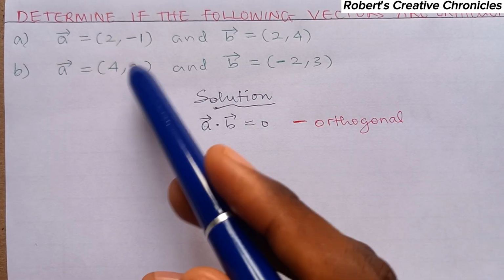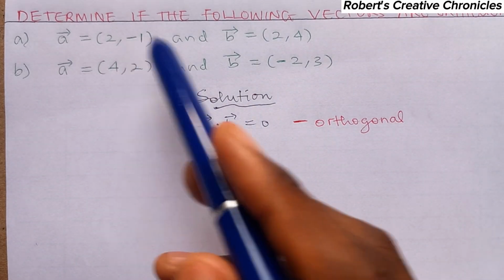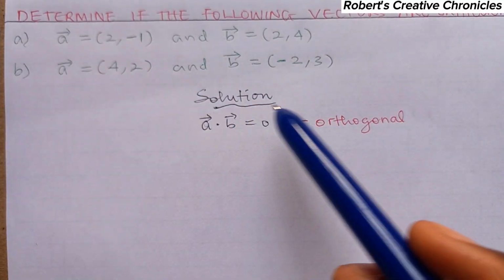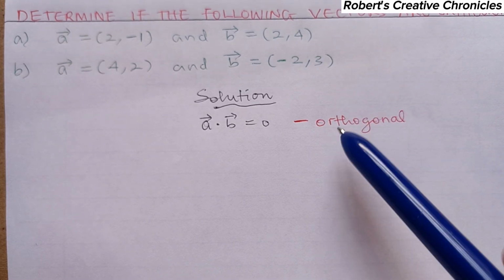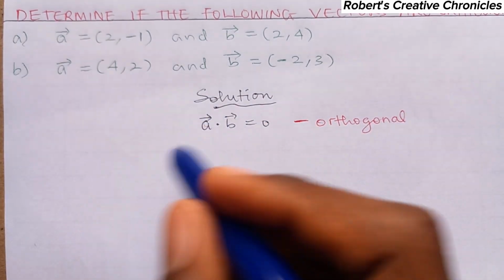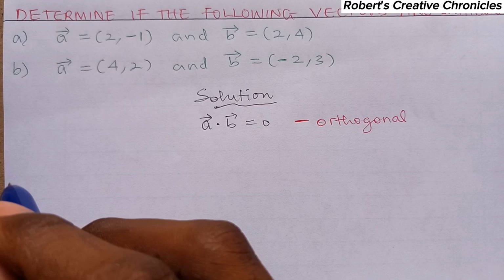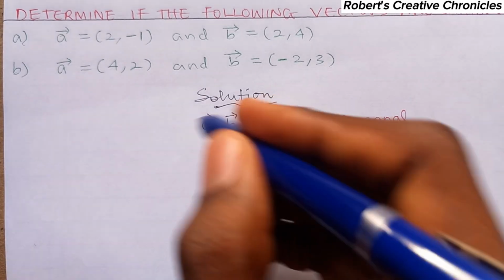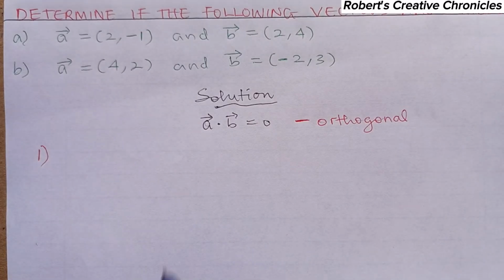So if any of these pairs of vectors are orthogonal, that means the angle between them is 90 degrees. So to do this, we have to check if their dot product is 0, which means they are orthogonal. So we'll start with the first one.